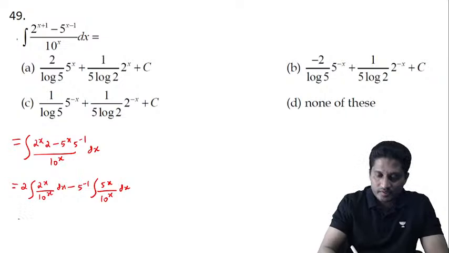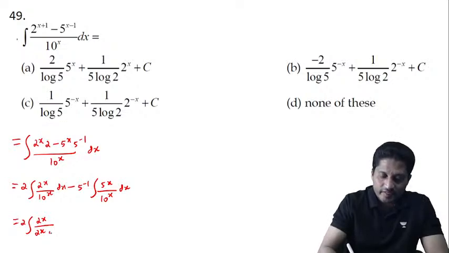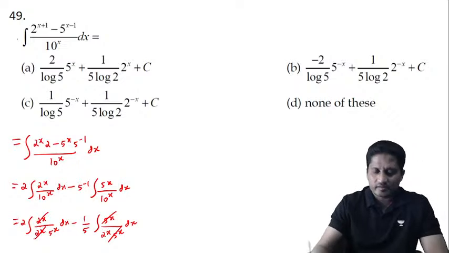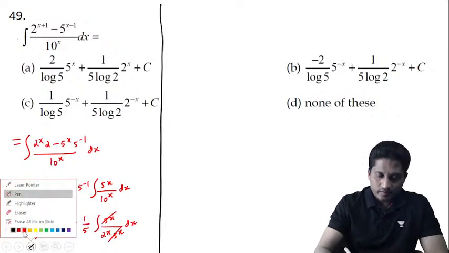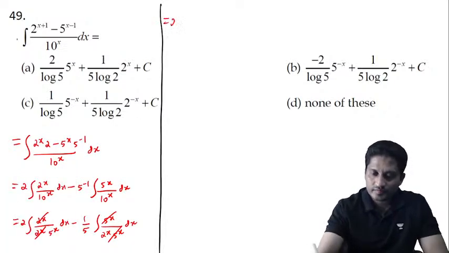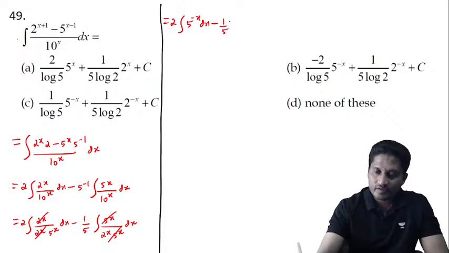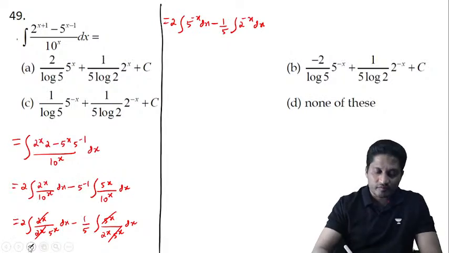Alright, now this is equal to 2 times 2 power x divided by 10 power x, which can be written as 2 power x into 5 power x. 5 power minus 1 is 1 by 5. This is 5 power x. This is 2 power x into 5 power x. I'm going to cancel 5 power x. I'm going to cancel 2 power x. Right, if I shift to numerator now, this is equal to 2 into integration of 5 power minus x and 1 by 5 into integration of 2 power minus x dx. Isn't it, guys? What is integration of a power x formula?